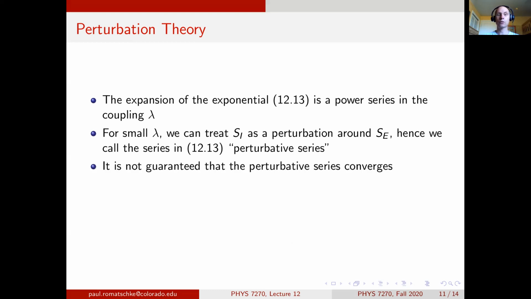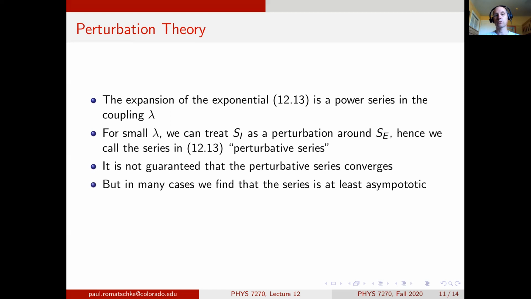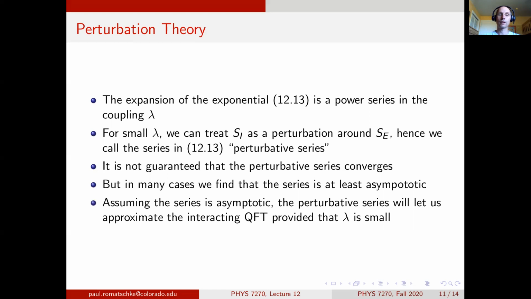It's not guaranteed that this perturbative series converges. In fact, for many interesting examples, one can make the case that the series is actually a divergent series. However, it's also true that for many of those cases, we find that the series, even though it's divergent, is at least asymptotic. Assuming that the series is asymptotic, we can use the perturbative series and approximate the interacting quantum field theory whenever the coupling lambda is much smaller than the typical number of terms we keep in this series expansion.